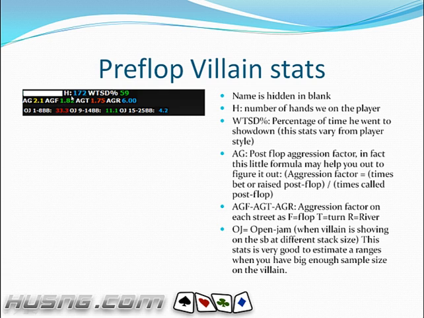H stands for the number of hands we have on a certain player. WTSD stands for went to showdown. These stats may vary with player style, because if someone is really aggressive, it is likely that this stat is going to be very low, because you won't call all his bets and see a showdown when someone is really aggressive. And if someone is really passive, this stat may be higher, as I can see.